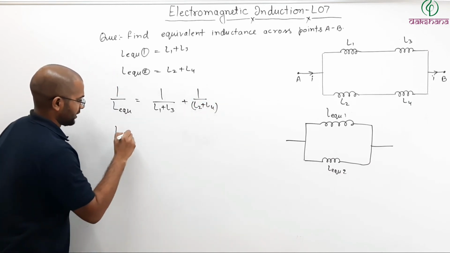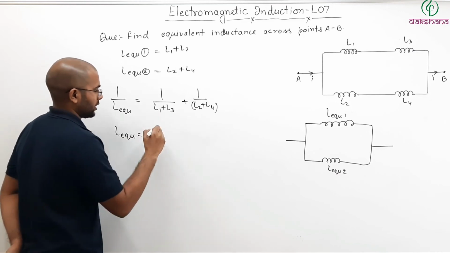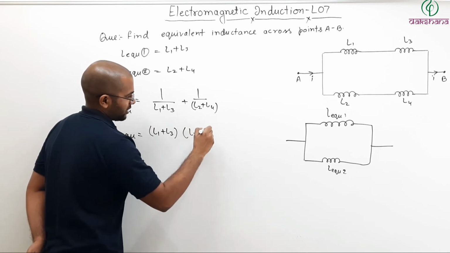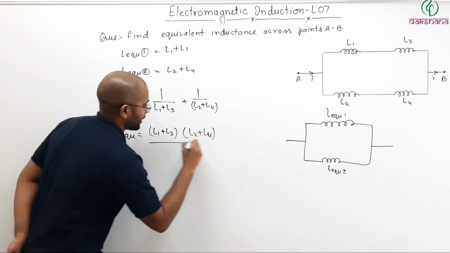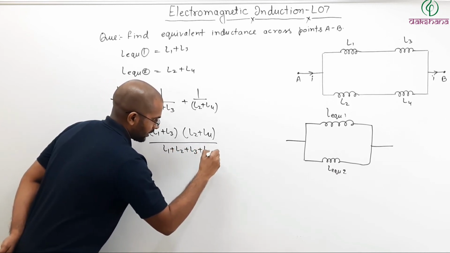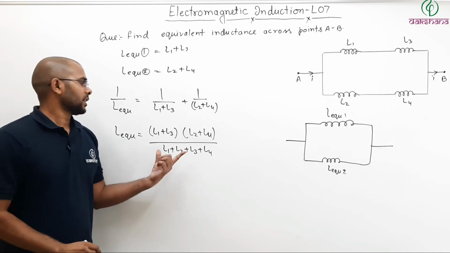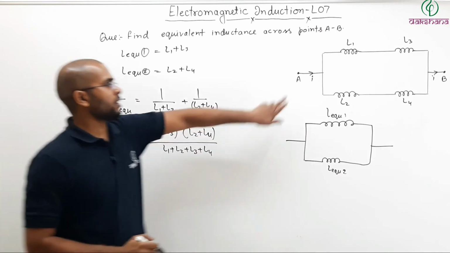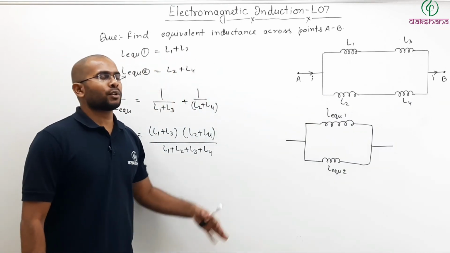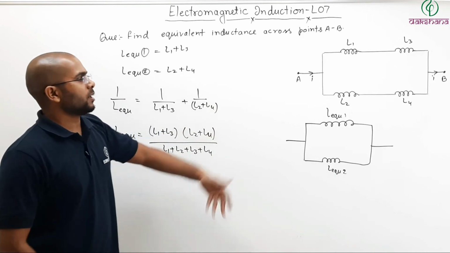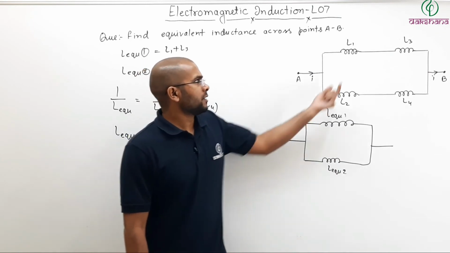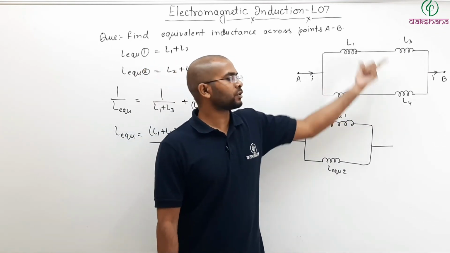So what will be L equivalent? L equivalent will be (L1 plus L3) times (L2 plus L4) divided by L1 plus L2 plus L3 plus L4. That will be your total equivalent inductance across A and B. So in case of inductors, you can do the same as you do in case of resistors. Suppose that in place of these inductors there were resistors, then also you would have done the same. First you would have added them in series, then these two in parallel, in the same way.